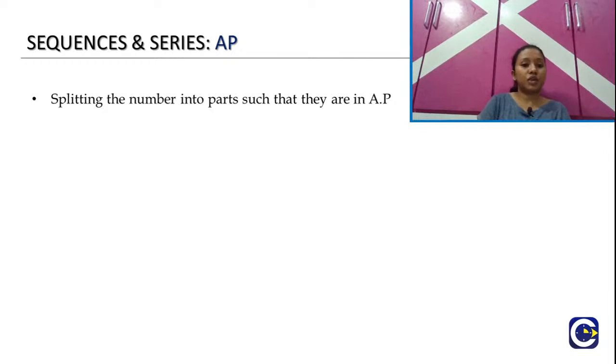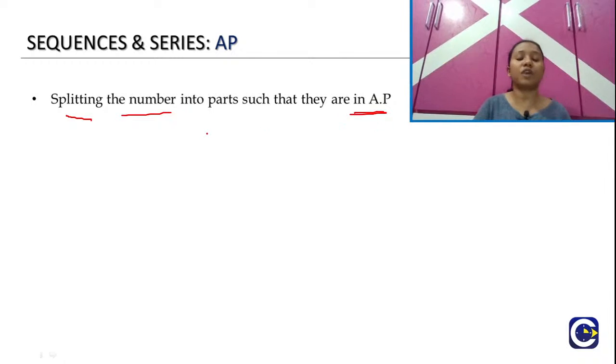Okay, so as there are no questions, let's move on to the next concept. The next one we are going to discuss as part of our arithmetic progression is splitting a number into parts such that they are in AP. You can have any number and it must be split into some parts. It can be one part, two parts, three parts, and those parts should be in arithmetic progression.